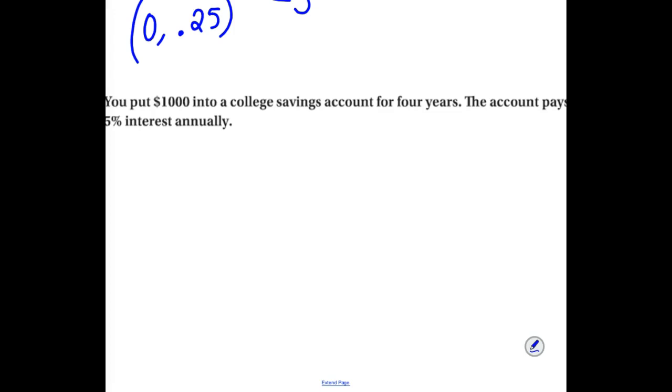Is it growth or decay? And a lot of kids say decay because you're looking at what? So 5% is written as 0.05, right? So you see that number and you think it's smaller than 1, right? It's going to decay. If you put money in an account and get interest, is your money going down? No. So it is not decay, it is growth. And here's why.